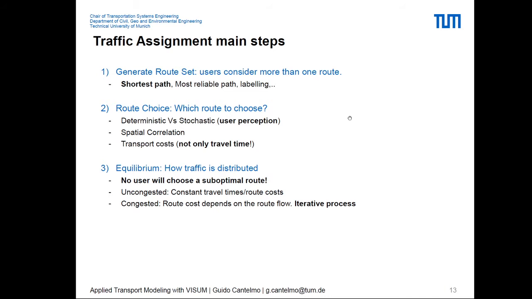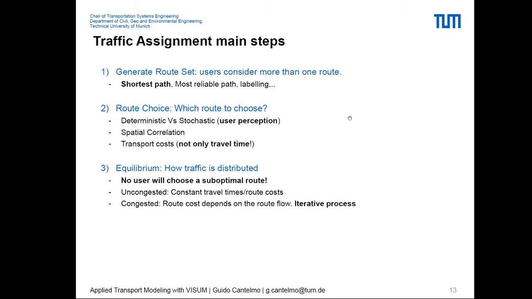The second step is the route choice. Once I have a set of options, how do I choose? Is it a deterministic or a stochastic choice? This is very important to take into account user perception. We did this example during the first class. It depends also on the mode you are considering. For instance, if you are considering public transport and you assume the users have real-time information, then the model should be closer to a deterministic one.